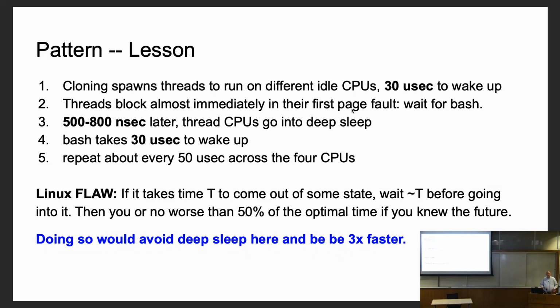So this is the design flaw. If it takes time T to come out of some weird state, you should wait time T before you go in, hoping that you don't have to go in. If you do that, you're no worse than a factor of 2 off from the optimal algorithm if you knew what the future held. So going in less than a microsecond to something that's going to cost you 30 microseconds to come out is just a bad design flaw, but one that you cannot see and no one has seen until this stuff started happening.